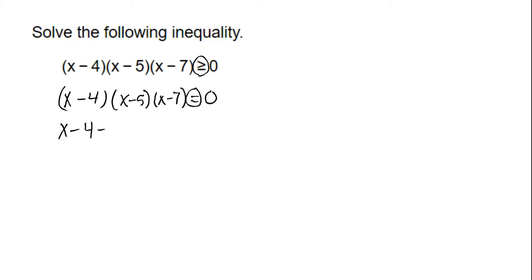So we're going to treat the function as if it had an equal sign instead of an inequality. I'm replacing that inequality symbol with an equal to symbol to find the x-intercepts. Luckily, this polynomial is already factored. We're going to set each factor equal to 0: x minus 4 equals 0, x minus 5 equals 0, and x minus 7 equals 0. And when we solve, we'll get x equals 4, x equals 5, and x equals 7.